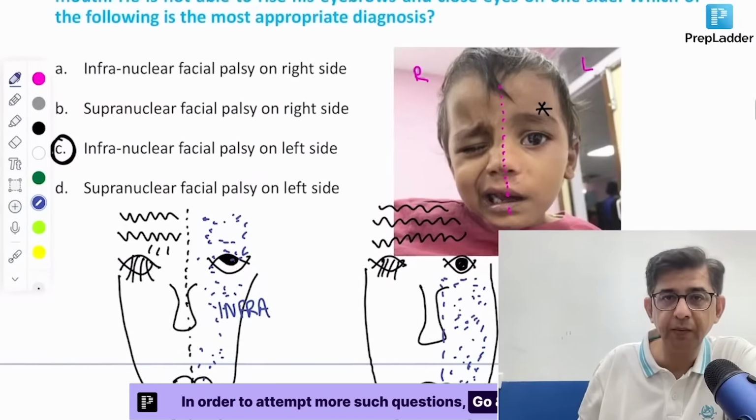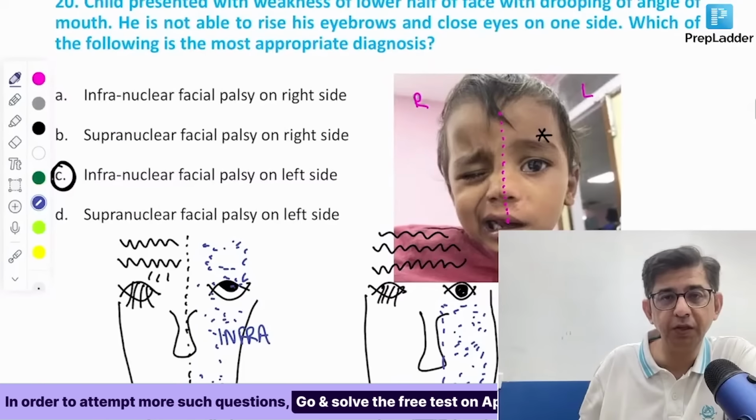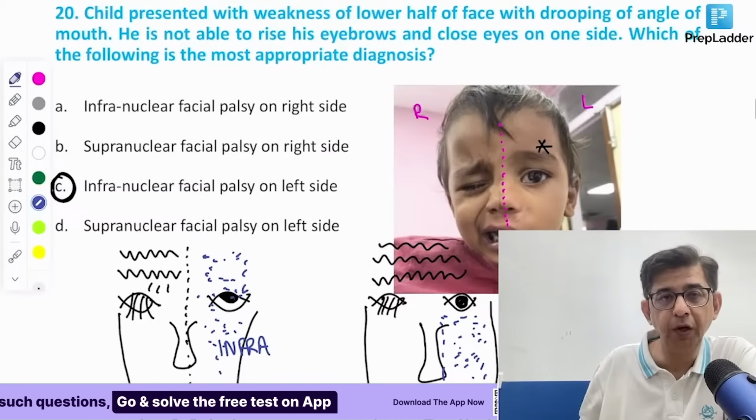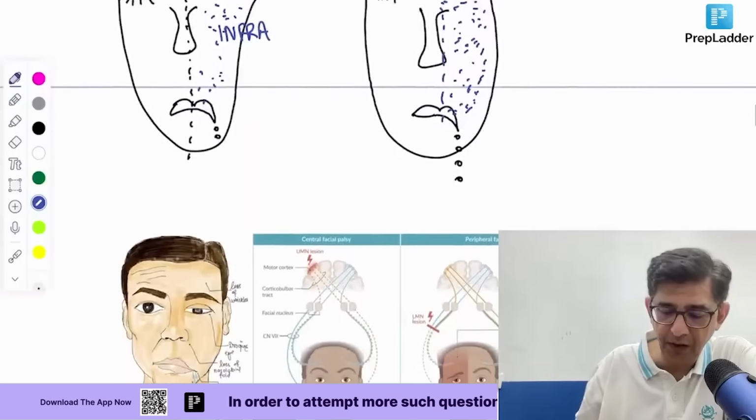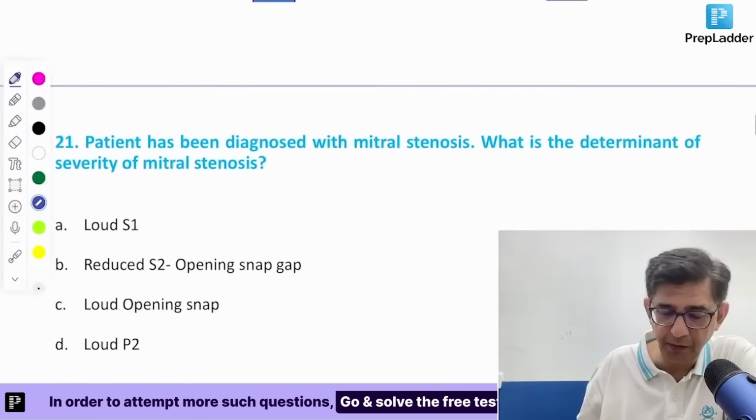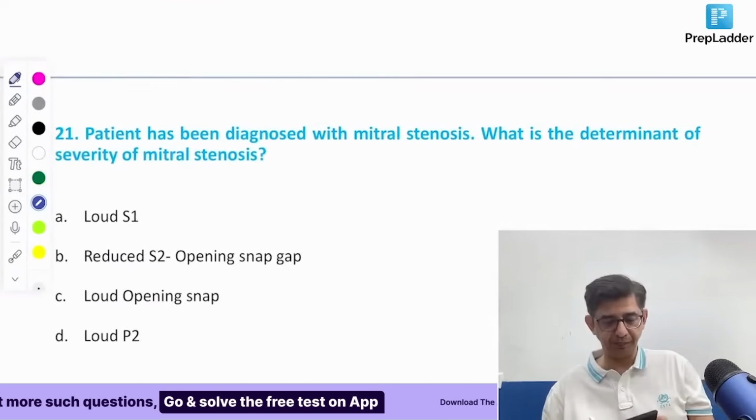Okay, so this diagram highlights the supra versus infranuclear. Supranuclear is always contralateral, infranuclear is always same-sided. Question 20 is an image that must always be remembered. We move on to the 21st.